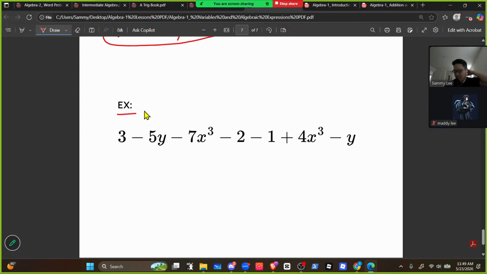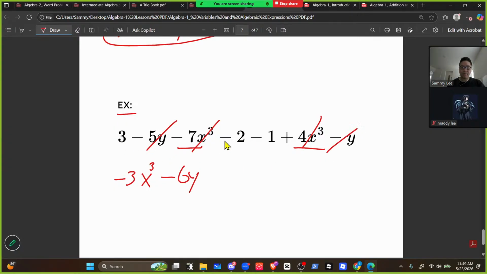All right. So the like terms here are negative 7x cubed and 4x cubed. That's going to give us negative 3x cubed. And then we have negative 5y and negative y. That's going to give us negative 6y. And 3, negative 2, and negative 1. Well, they're going to cancel out because negative 2 and negative 1 is negative 3. So we have positive 3 and negative 3. That's going to give us a 0. So we're just going to be left with this, negative 3x cubed minus 6y.